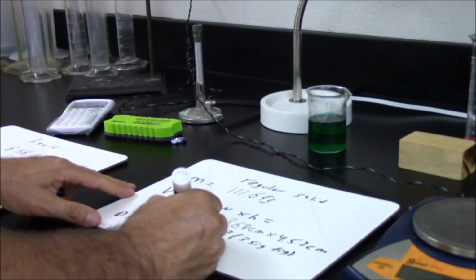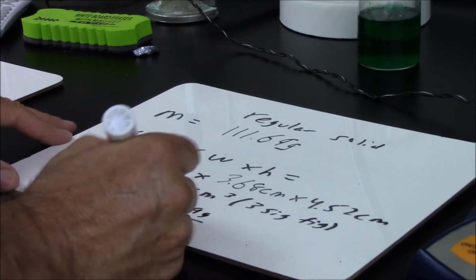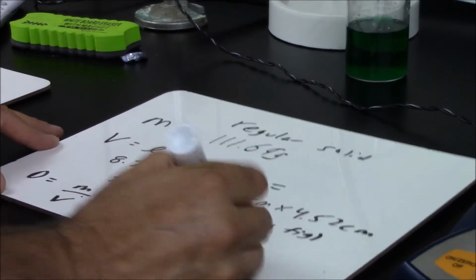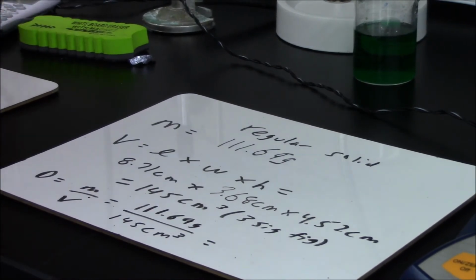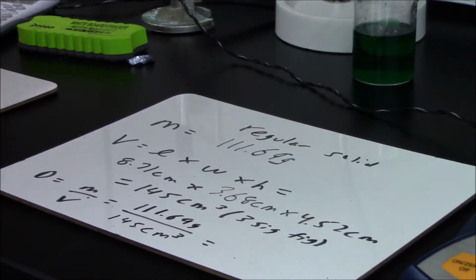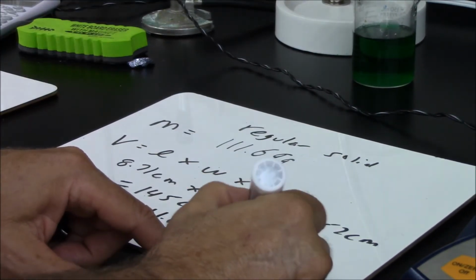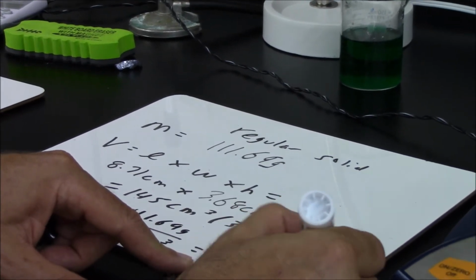To calculate the density, first calculate the volume of the block from its dimensions. Divide the measured mass by the calculated volume to determine its density. Units are grams per centimeter cubed.